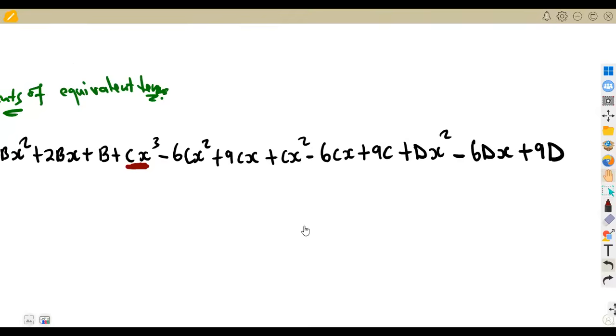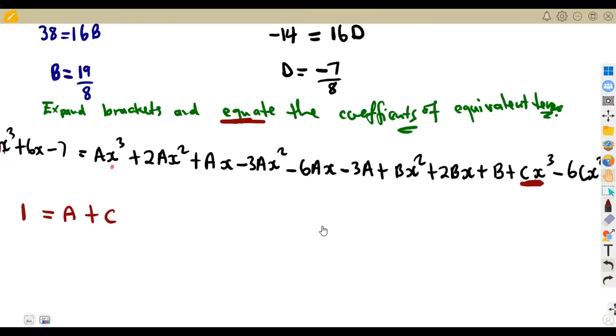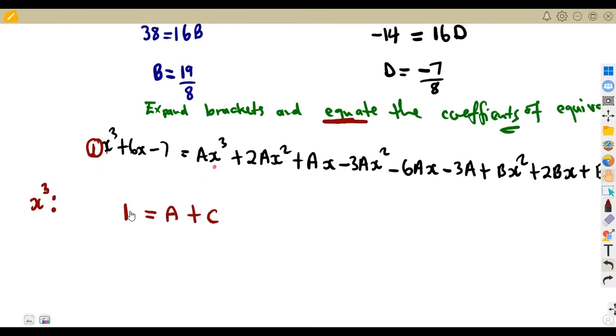So meaning to say, for the coefficients of x cubed, this is what we have. 1 is equal to a plus c. But do we have any of these? We do not have a, we do not have c. So this equation is useless for now. If it was b plus c, you could substitute b, but we do not have a and c. So just leave it like that. Okay, move on to another part.